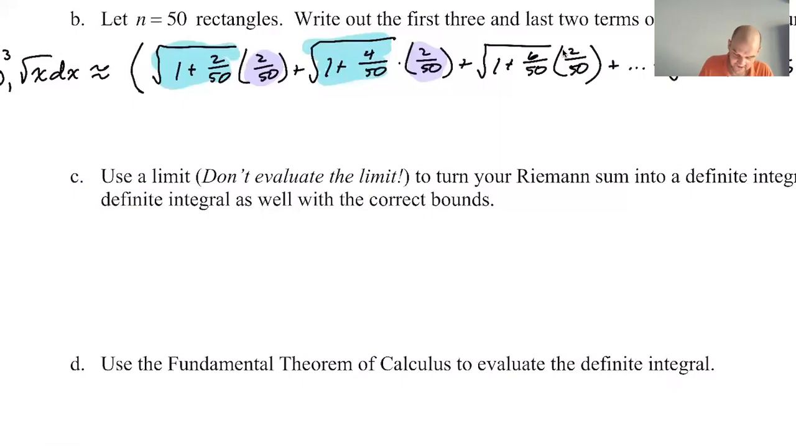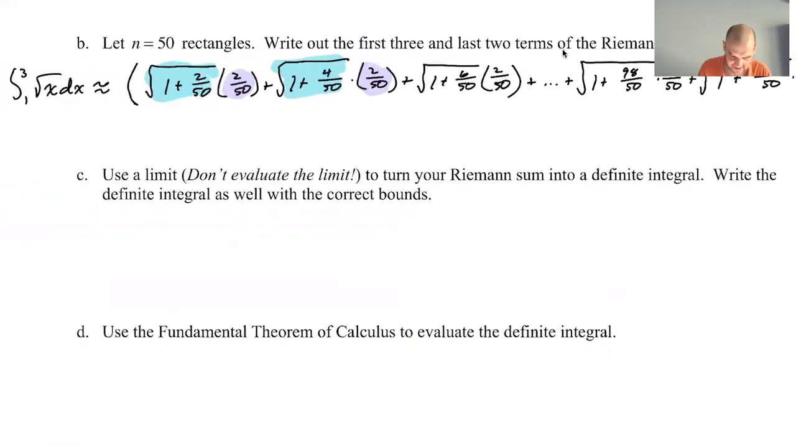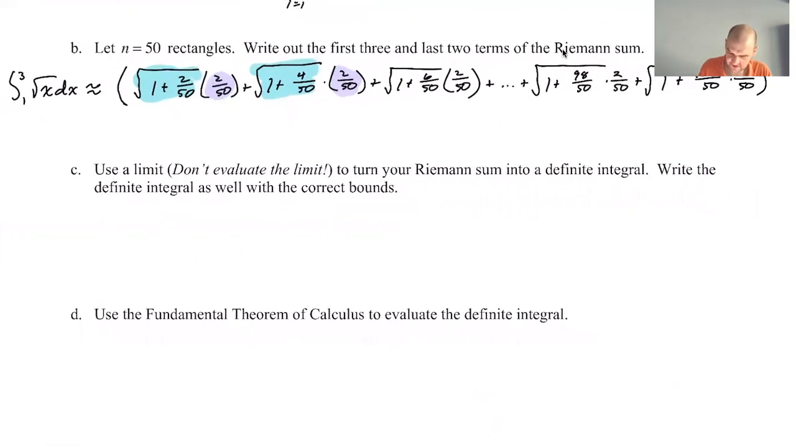So sometimes it's better to write this as 2 times 2 over 50, 3 times 2 over 50, 49 times 2 over 50, 50 times 2 over 50, because then it's really clear what your x sub i's are. I think that's a really good idea. Use a limit. Don't evaluate it, to turn the Riemann sum into a definite integral.